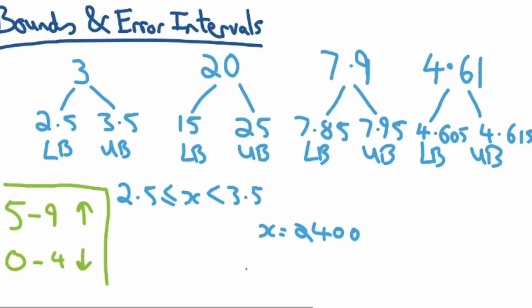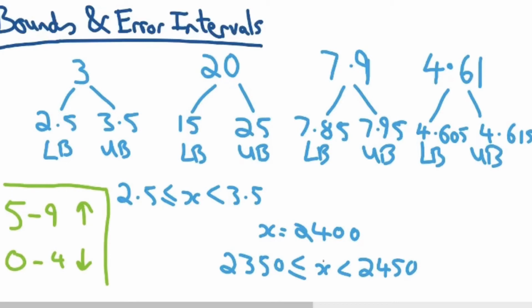Alright, so if this has been rounded to the nearest 2 significant figures, that means it's been done to the nearest 100, specifically in this example. Half of 100 is going to be 50, so we'll be going 50 in either direction. This means our lower bound is going to be 2,350, and the upper bound is going to be 2,450. To make an error interval, though, we'll now say that the lower bound is less than or equal to this x, and that's less than the upper bound. Alright, if we're happy with that, let's have a go at an actual exam question.